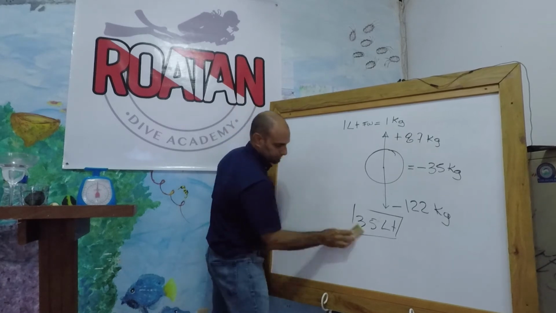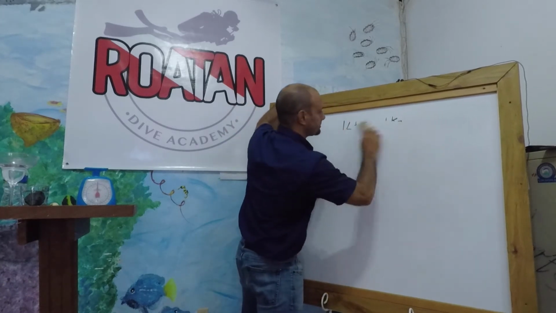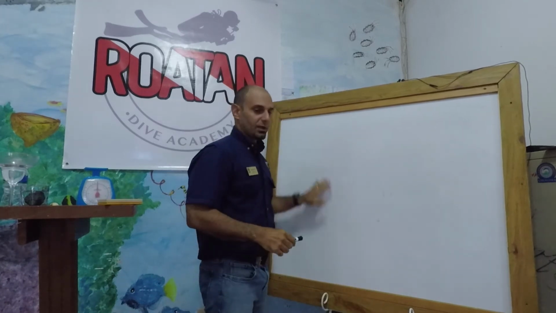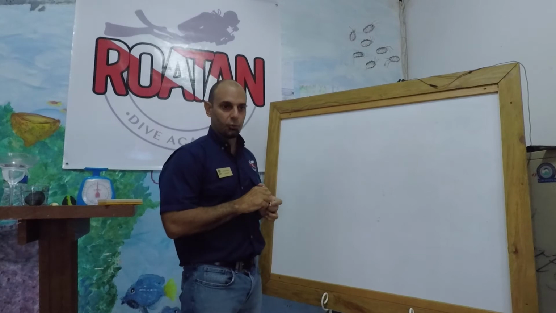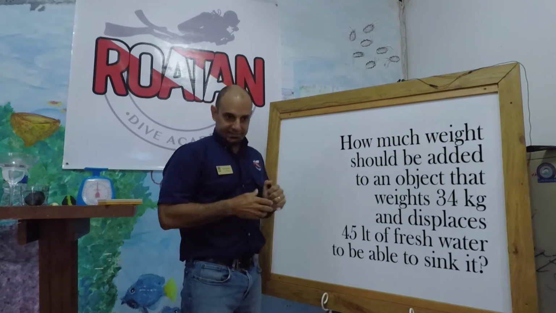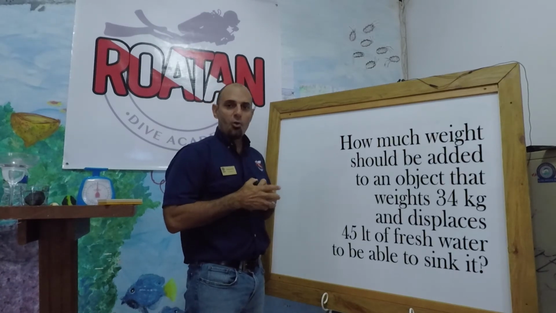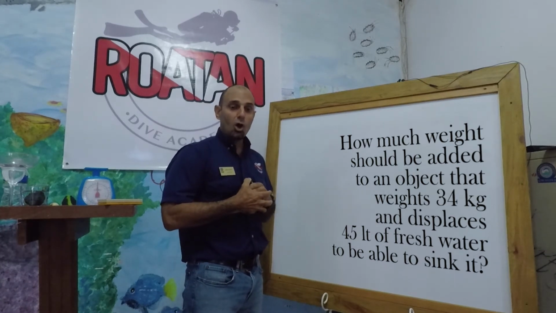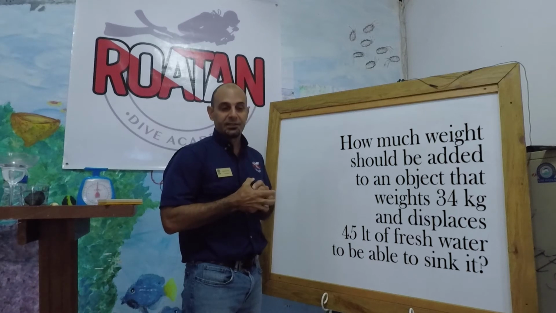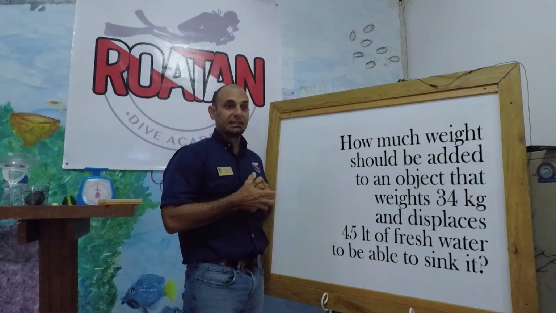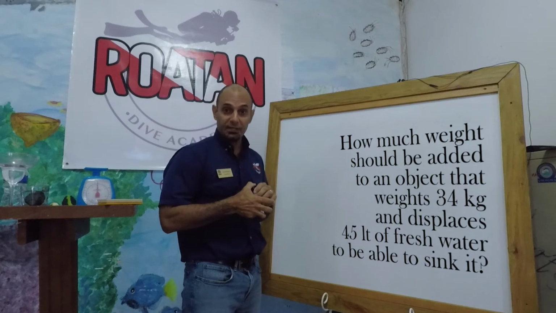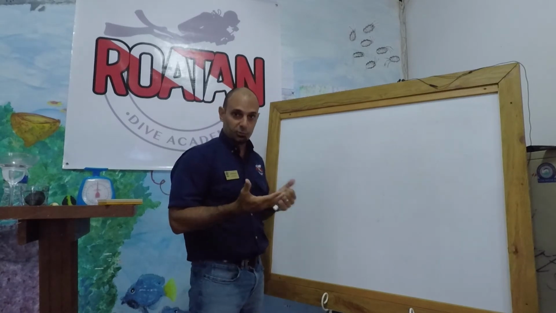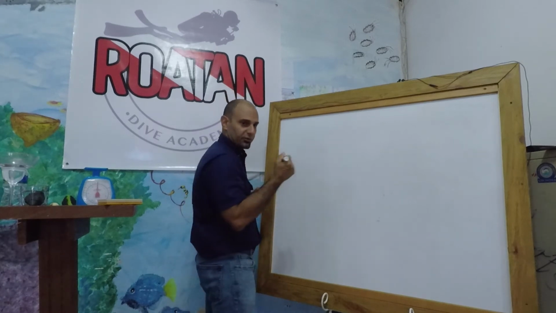So I'm going to put all the information again right here. Okay, so let's read the question first, and I'm going to write the question here on the board. It says, how much weight should be added to an object that weighs 34 kilograms and displaces 45 liters of fresh water to be able to sink the object? Okay, so let's put the information here on the board.